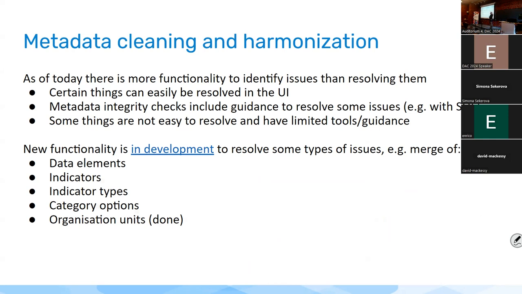There are also some things that are really difficult to resolve, and we don't really have good step-by-step instructions of how it can be done. But it is something that is a priority, and in the roadmap now, there is new functionality in development for merging duplicates, for example, for data elements, indicators, indicator types, category options, and org units. So there is stuff happening. But we're sort of a long way from where we can resolve all the issues we are able to identify in an easy way.